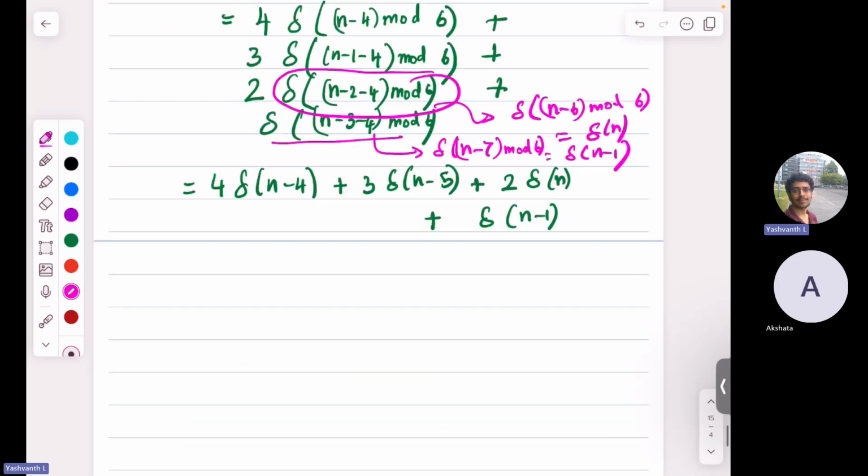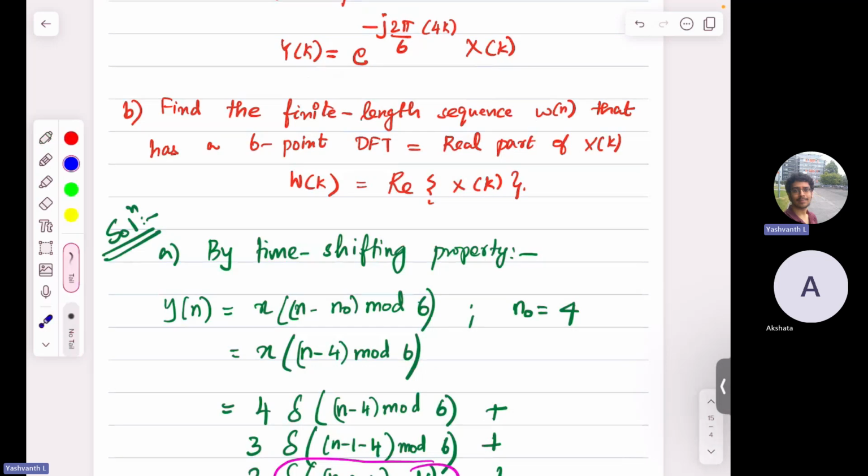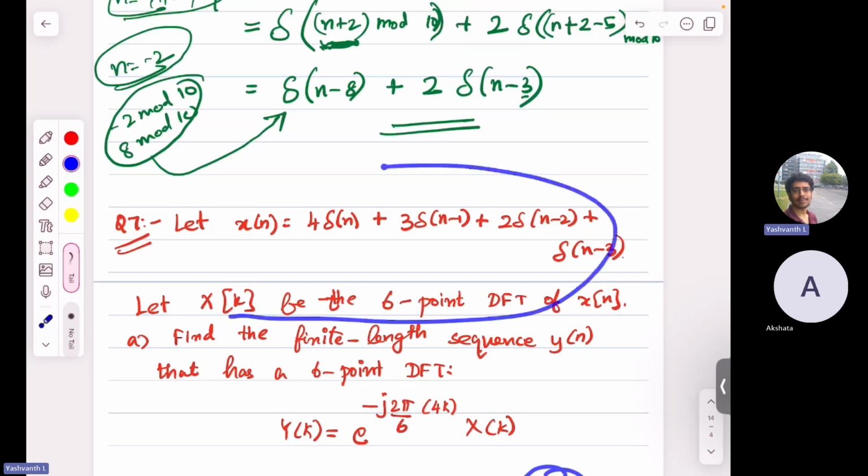Now, second question. What is the second question? Find the sequence w of n whose Fourier transform w of k is the real part of x of k, where x of k is the 6-point DFT of this sequence. So let's solve this interesting question.